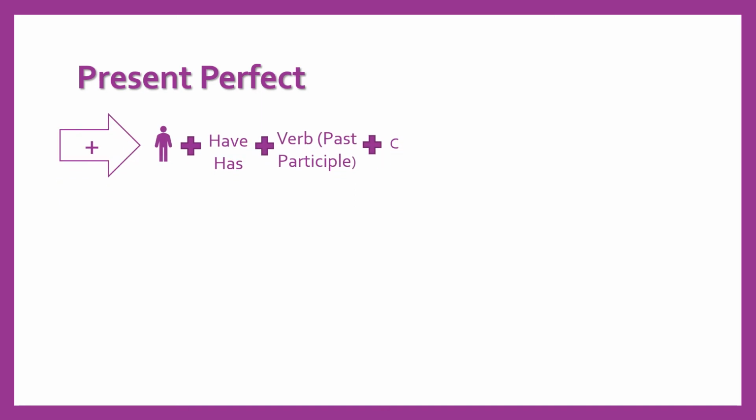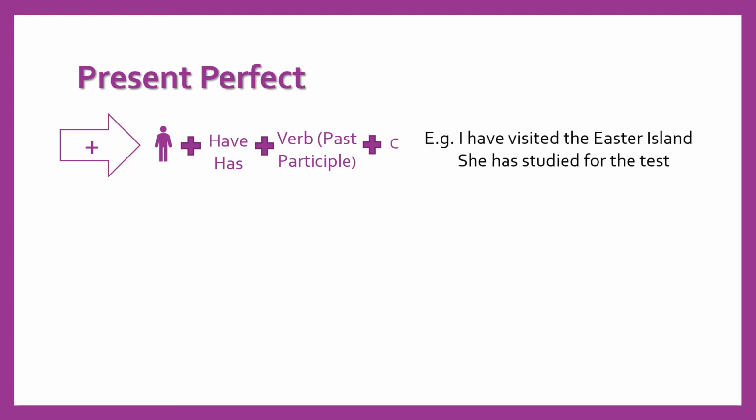Now we're going to analyze the three types of sentences in the present perfect. First, the positive sentence. We're going to start with a pronoun, then have or has, depending on the pronoun. Next, the verb in past participle tense, and finally, the complement. For example, I have visited the Easter Island. She has studied for the test.